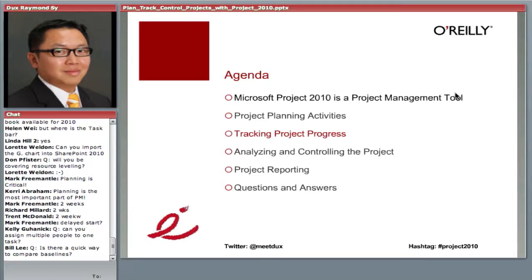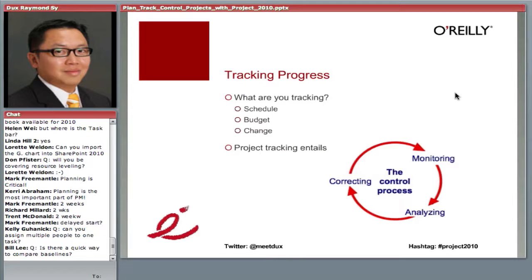So now after you do your planning, hopefully that was helpful for everybody. Just a process, a step-by-step process, how to use Microsoft Project. Now we start tracking. So one of the key questions before you even start tracking is figure out what are you tracking. Most of us, we're tracking time, schedule. But some of us are tracking budget, and some of us might be tracking change as well. So you have to be clear what you're tracking.